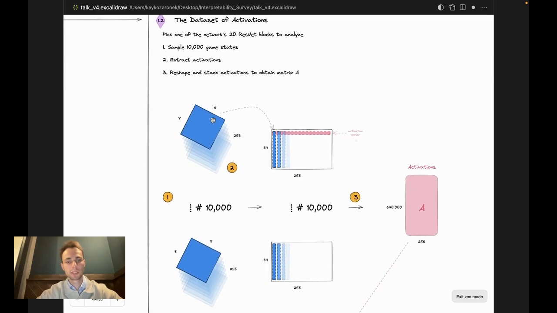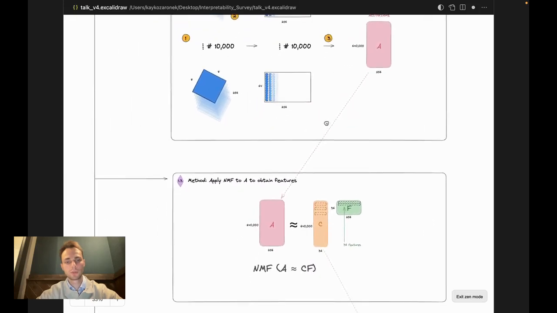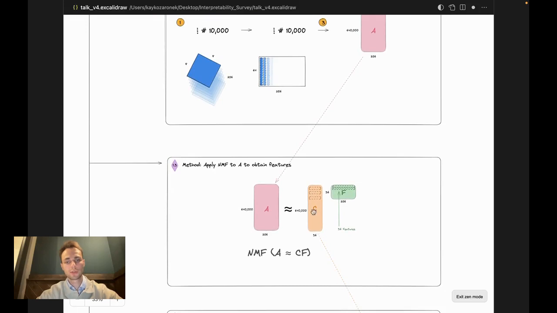We sample 1,000 random game states, put them through the network, extract the activation vector at a given state, and then reshape those to obtain a 64 by 256 dimensional matrix. We then stack these together to obtain this large, tall activation matrix. After obtaining these activations, we will want to apply NMF to extract the coefficients and the features that we're interested in. In this case, we're limiting the number of features that we want to obtain to 36, and hence you will get the according dimensions of your matrices.